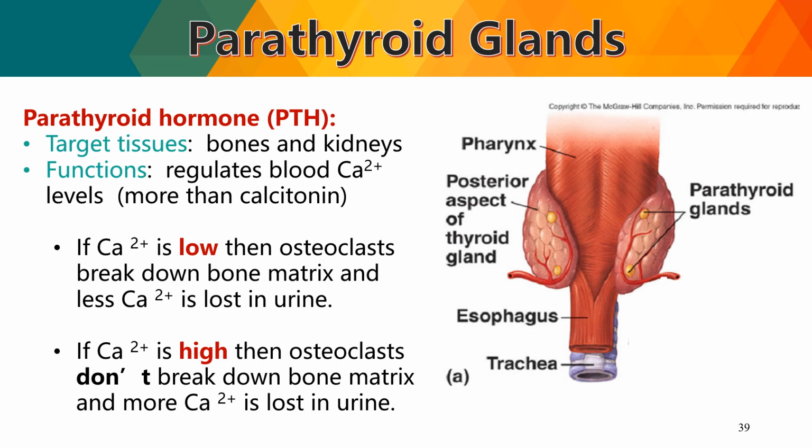So, for the parathyroid glands, you have your parathyroid hormone or PTH. Target tissues are bones and kidneys. So, they regulate blood calcium levels more than calcitonin. So, if calcium is low, then the osteoclasts break down bone matrix and less calcium is lost in the urine. And if calcium is high, then osteoclasts don't break down the bone matrix and more calcium is lost in your urine.